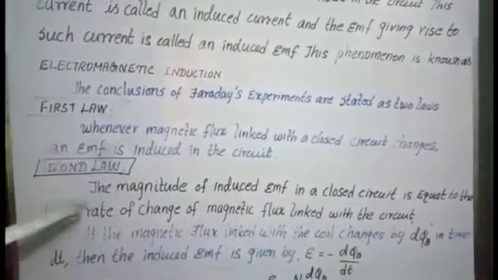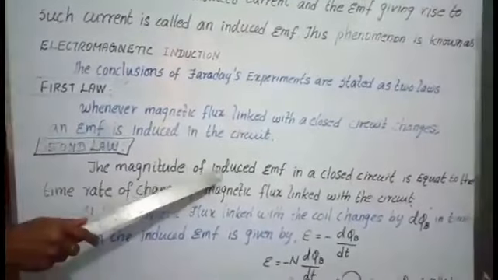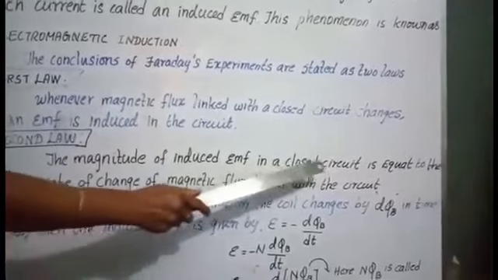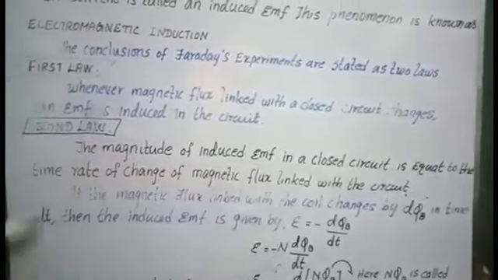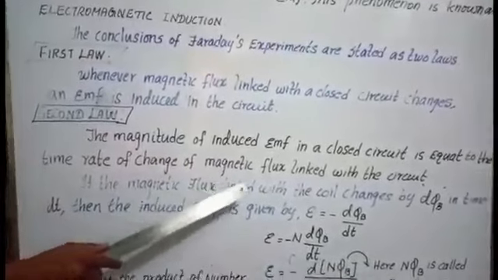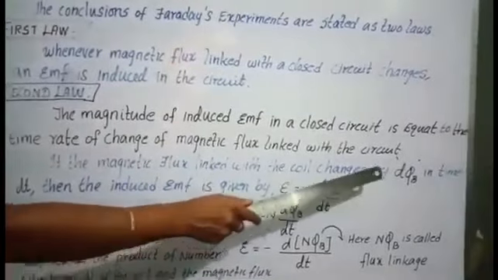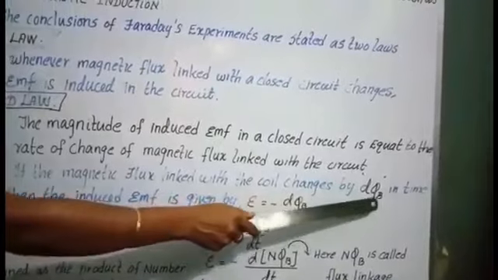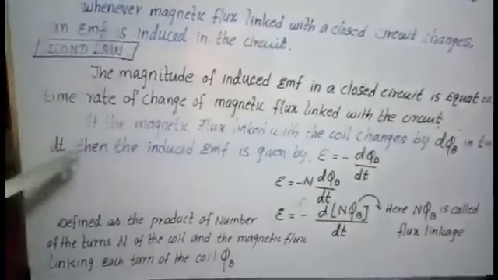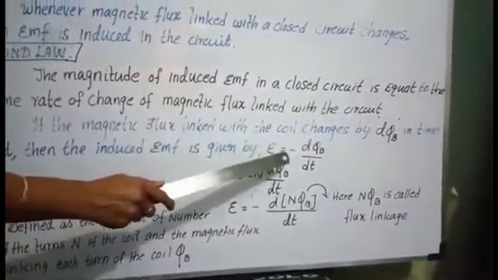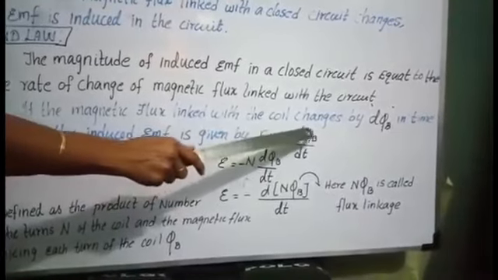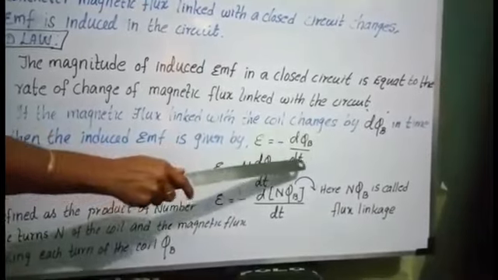Second law: the magnitude of the induced EMF in a closed circuit is equal to the time rate of change of magnetic flux linked with the circuit. If the magnetic flux linked with a coil changes by dΦB in time dt, then the induced EMF is given by E = -dΦB/dt.